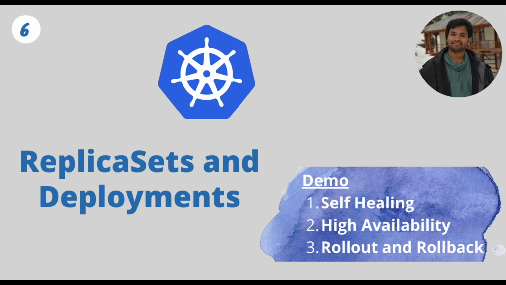In the introduction to the Kubernetes chapter, we have discussed various features of Kubernetes. In this chapter, we will be discussing how we can achieve self-healing, high availability, rollout and rollback in Kubernetes with complete hands-on. So without any further delay, let's get started.